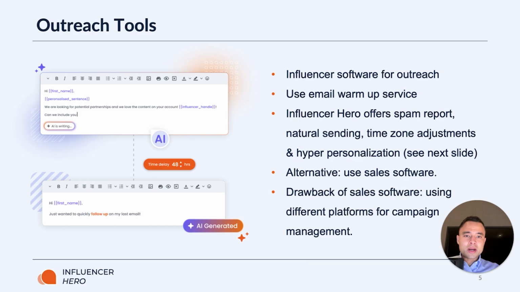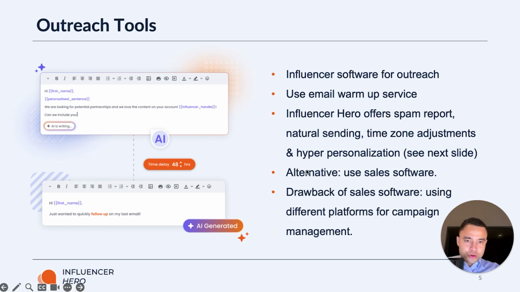For influencer software, we will quickly show you how to do this in Influencer Hero. If you prefer not to use influencer software for any reason, then you can also use sales software, which I will compare in a bit. What you definitely want to do is warm up your emails. So, for example, if you're using your brand email for Klaviyo to reach a lot of customers, your domain might not be the strongest. Just in general, using an email warm-up service helps because it will increase your deliverability also for your customers, but for influencers as well.